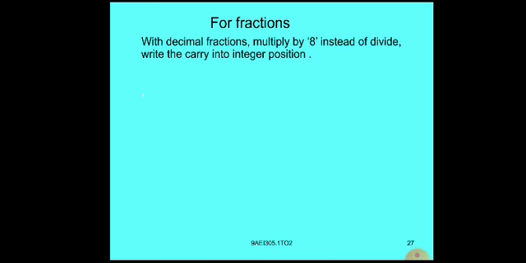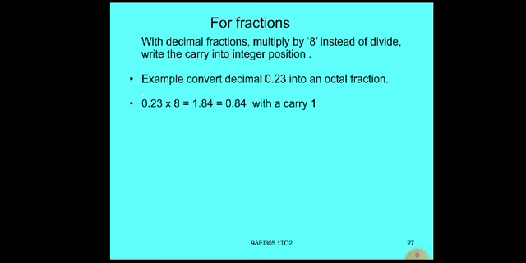Let us take for the fractions. For example, let us take 0.23 decimal number. I want to convert that into octal. So whenever a fractional part is converted, always multiply that fractional part with the radix. That's all. If it is decimal to octal, multiply with 8. If it is decimal to binary, multiply with 2, like that.